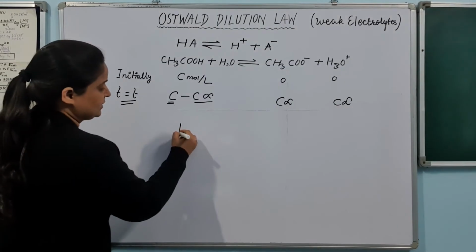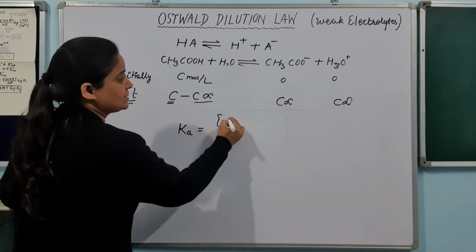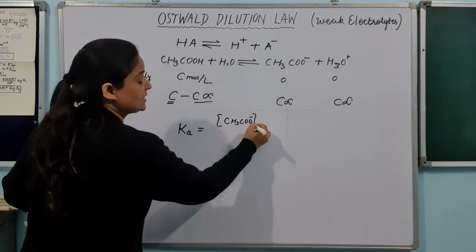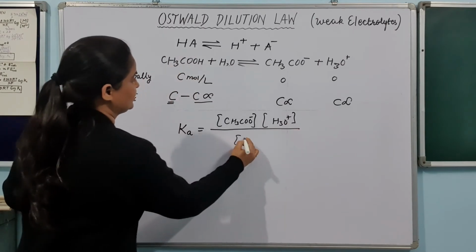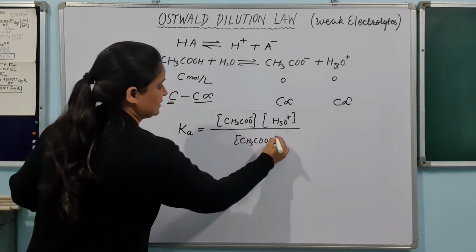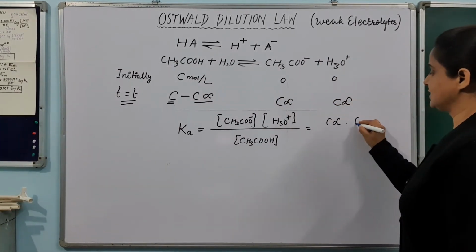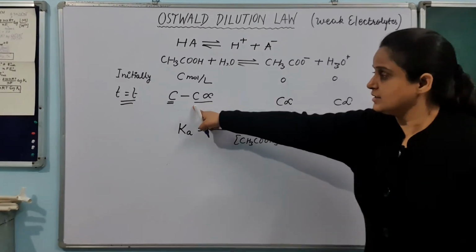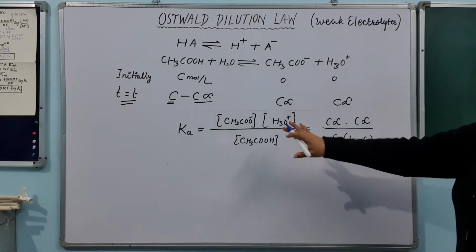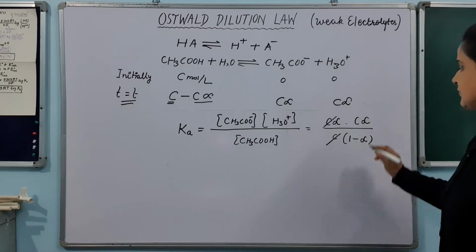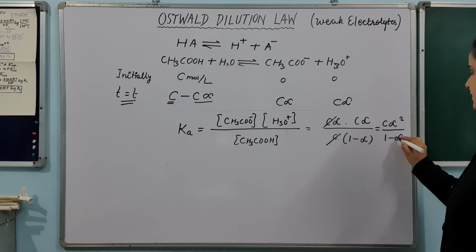So what I will write as Ka for this particular reaction is the concentration of acetate ion times hydronium ion divided by the concentration of acetic acid. So let's write down the values given there. C alpha times C alpha, divided by C minus C alpha. Can I write it as C into 1 minus alpha? Because C I have taken common here. So C is cancelled. Alpha square C divided by 1 minus alpha.